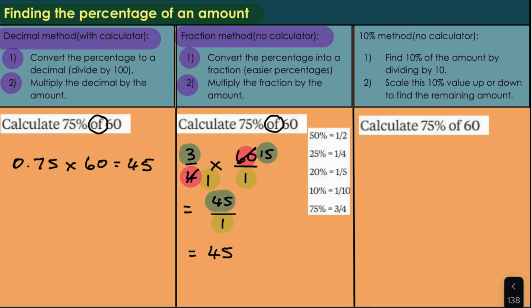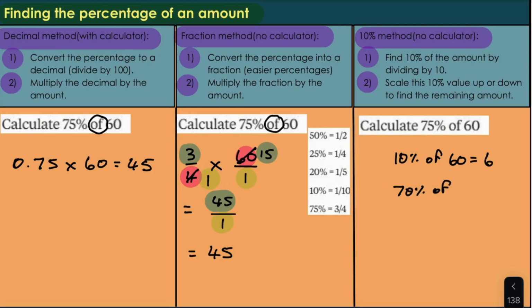Next, non-calculator method, 10% method. We'll follow these two steps. Step 1, find 10% of the amount by dividing by 10. 10% of 60 would equal 6. We just divide 60 by 10.